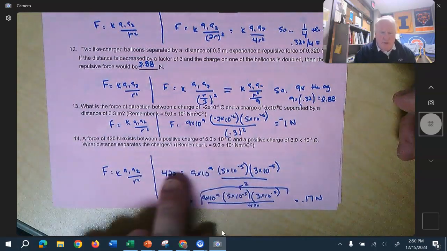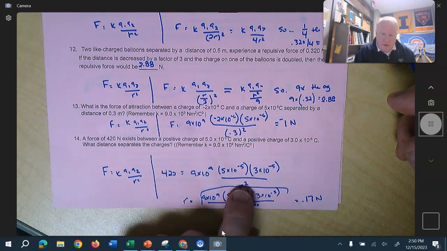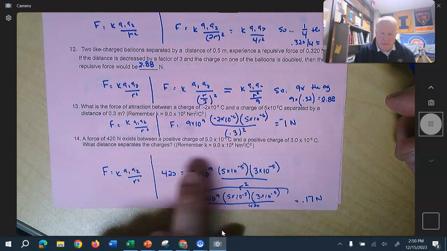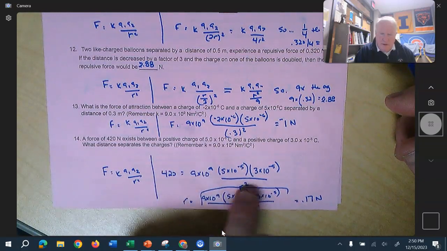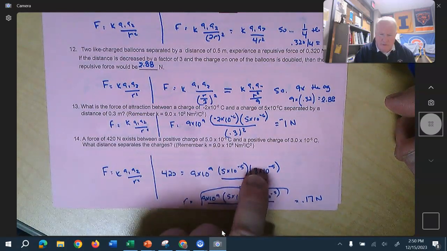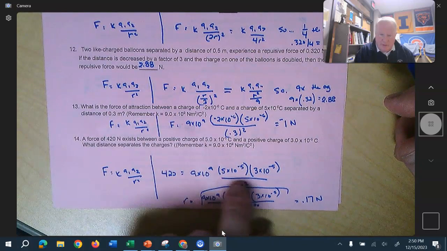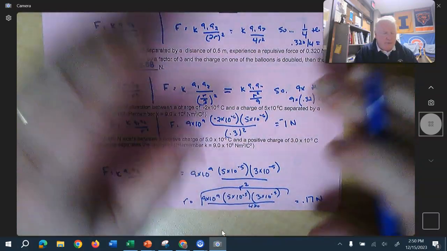Here, this is a little bit difficult because they're asking us to find R. So R squared right here. So how do we find that? Well, we multiply by R squared on both sides. And then we divide by 420. And then we take the square root. So we end up with R is equal to this times this times this, divided by 420, and we take the square root of the whole thing. And then we get 0.17.